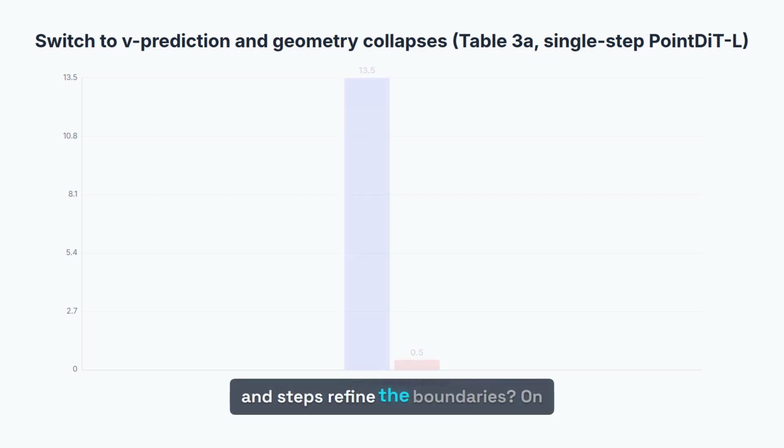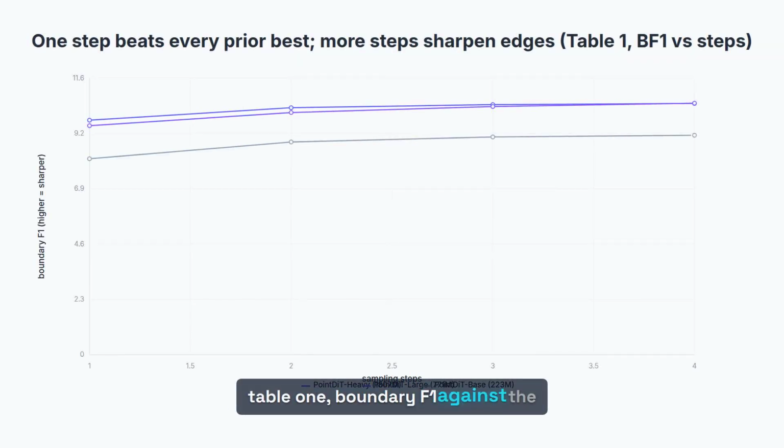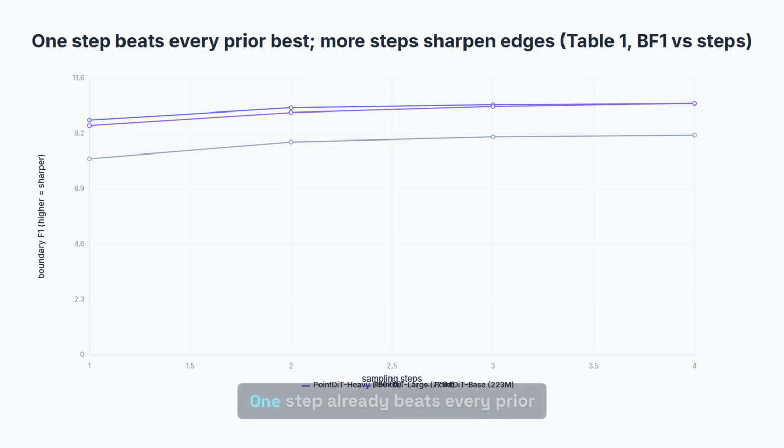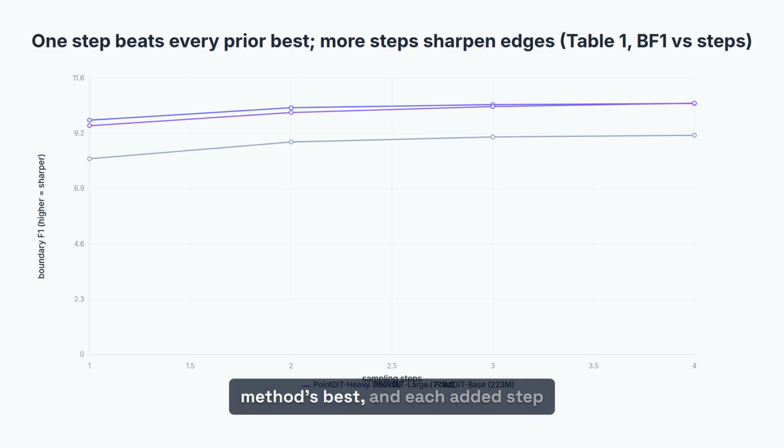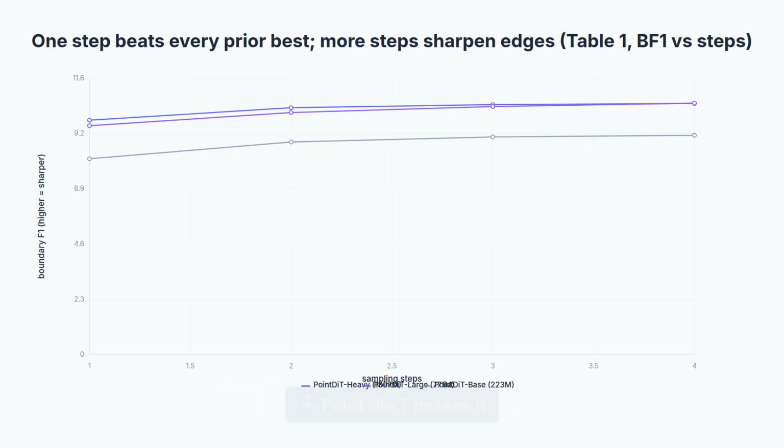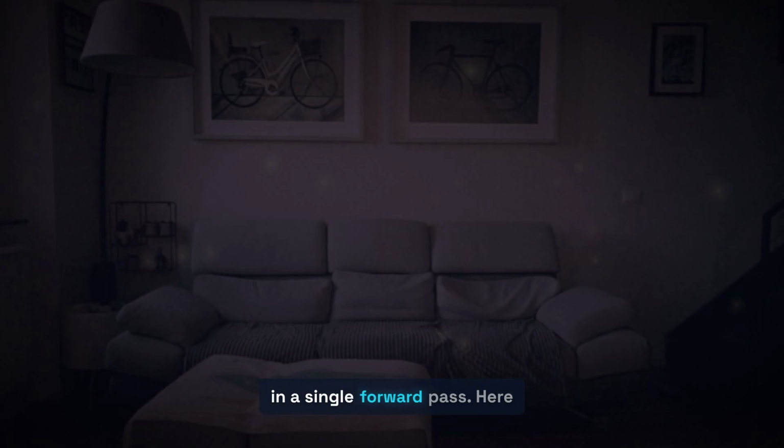How scale and steps refine the boundaries. On table 1, boundary F1 against the sampling step count, for 3 model sizes. PointDiT base climbs from 8.2 at 1 step to 9.2 at 4, large goes 9.6 to 10.5. Heavy goes 9.8 to 10.5. One step already beats every prior method's best, and each added step sharpens the edges further. The best baseline, Depth Pro, sits at 9.4. PointDiT passes it in a single forward pass.